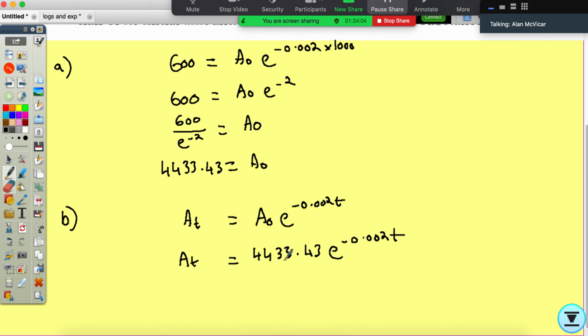So 4,433.43 divided by 2. So I want to know when I've got half of this. Right, so half of that would be 2,216.715 equals 4,433.43 e to the power of negative 0.002t. Right? Hopefully you can now see that I now have an equation and I'm wanting to work out what t is. Right?